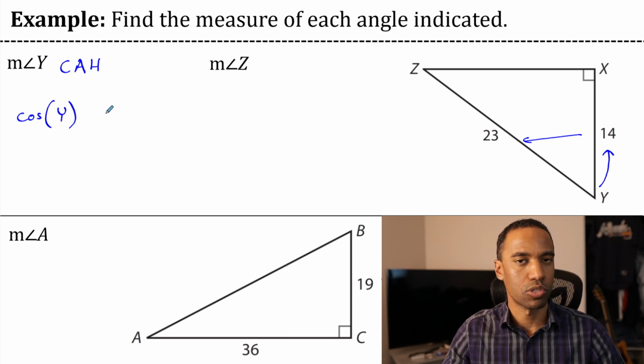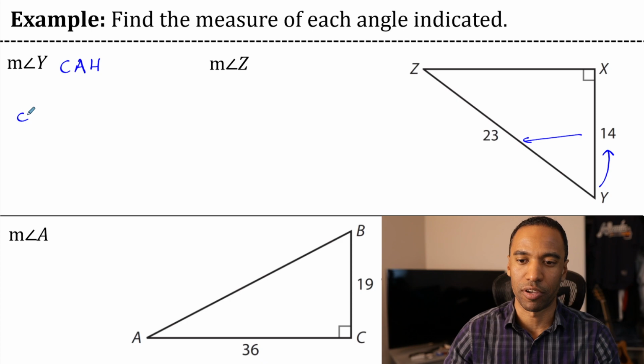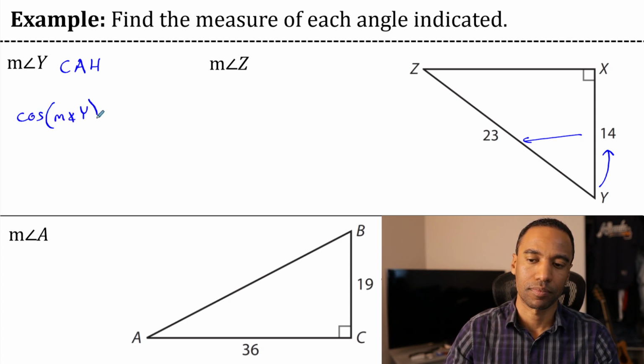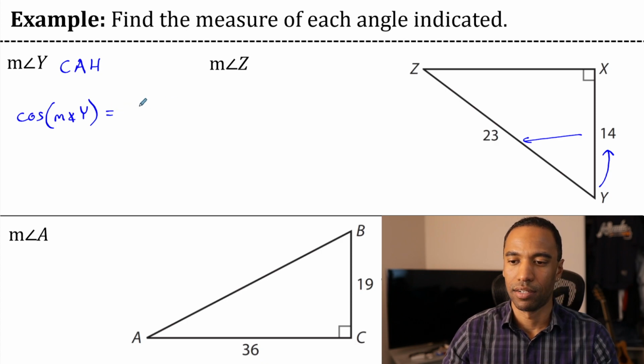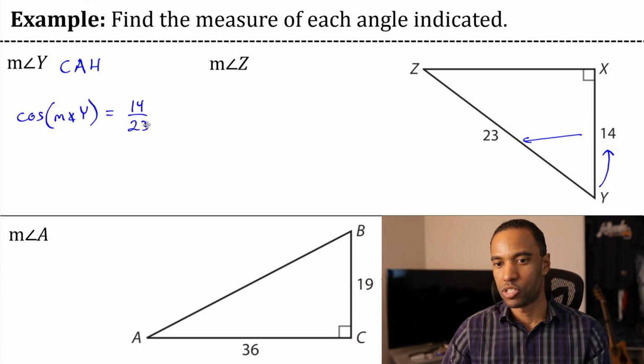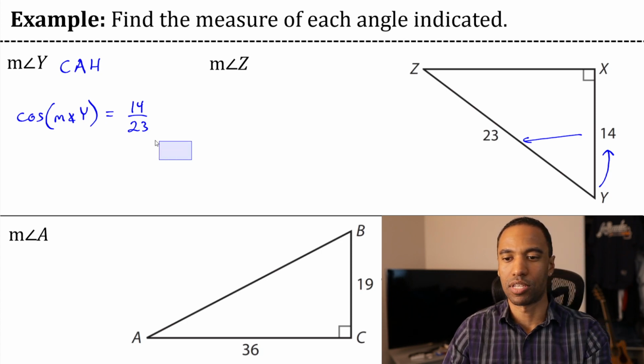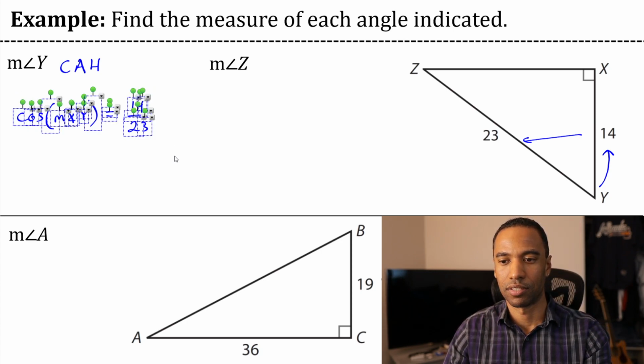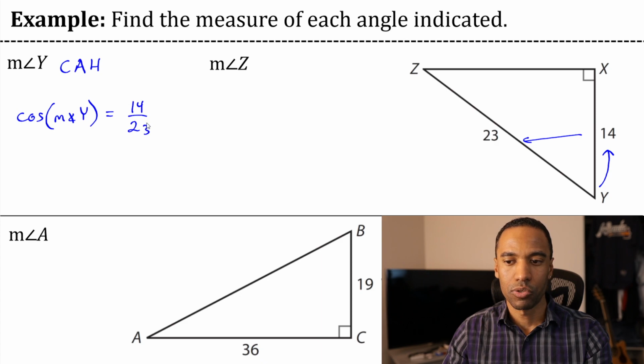So if I were to take the cosine of Y, actually, no, I am going to put measure of angle Y. If I were to take the cosine of the measure of angle Y, I would get 14 over 23. That is adjacent over hypotenuse, right? Now I'm going to separate some stuff here because of what I have to do next, which is find out angle Y.